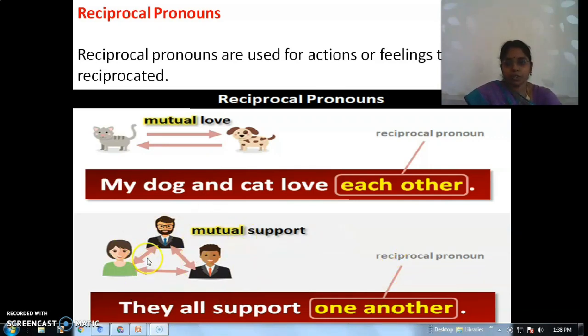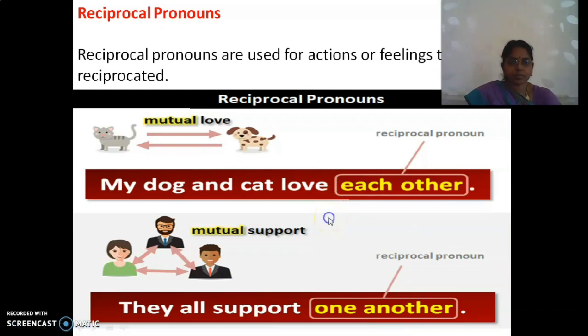Mutual support, right? So one person is supporting this girl, and this girl is supporting this boy, who is again supporting that elder person. So it is teamwork. They all support one another, each other, right? Sharing. This is what reciprocal pronouns are.